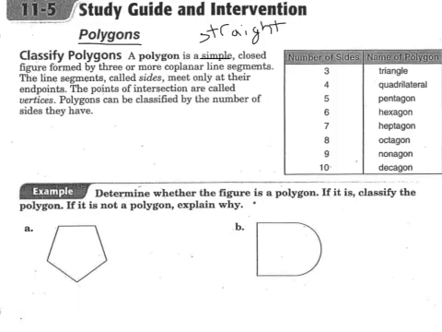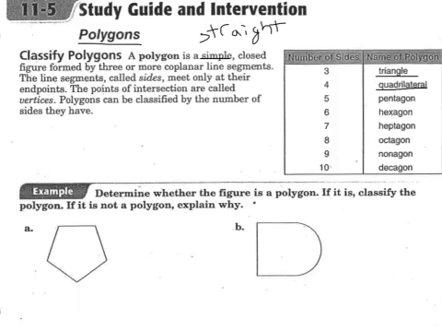And all of these line segments meet together at the vertexes, and polygons are classified by the number of sides they have. If we look over to the right, we see a polygon with 3 sides is a triangle, and 4 sides is a quadrilateral, which we talked about last class.